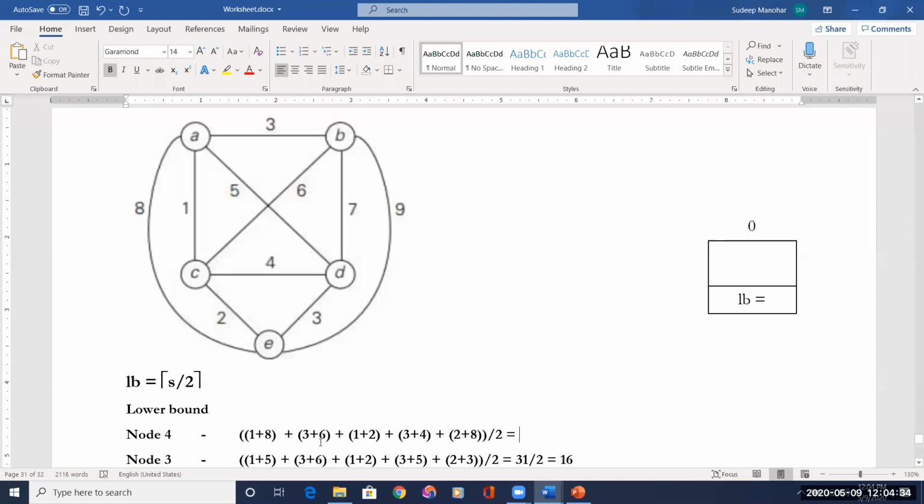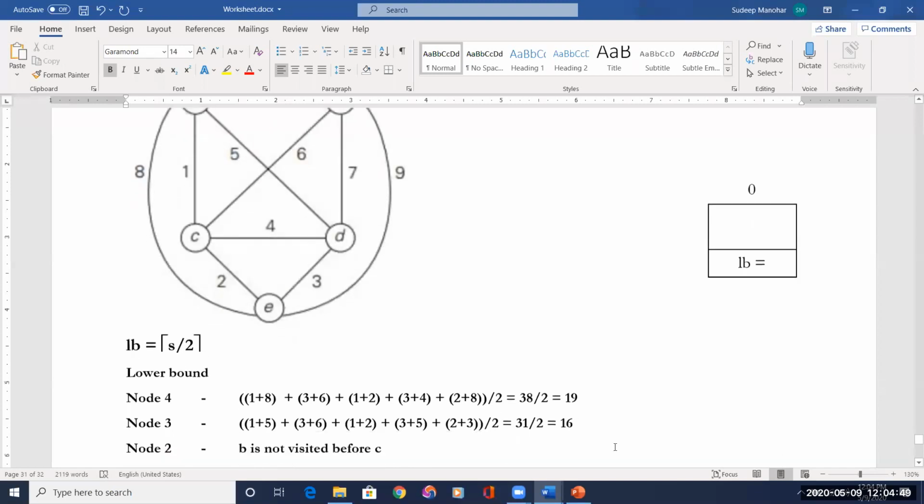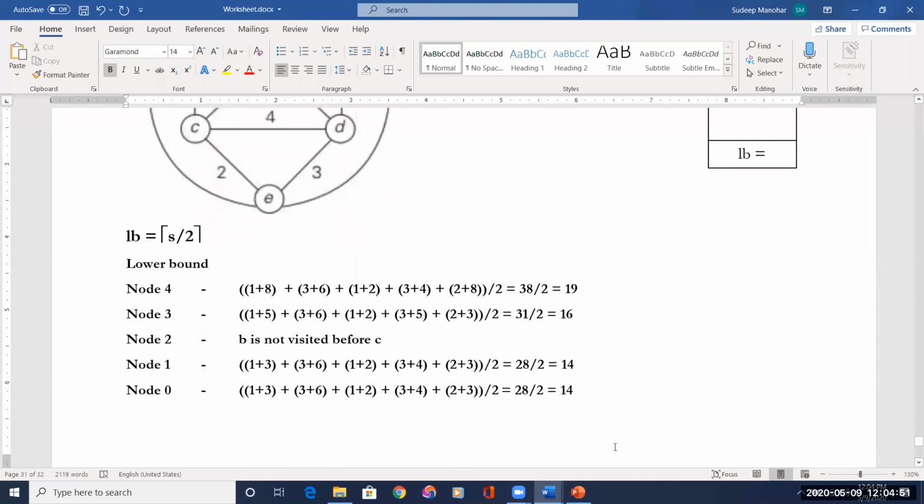9 plus 9, 18 plus 3, 21 plus 7, 28, 38. It is 38 by 2, which is equal to 19. Node number 4's bound is 19.